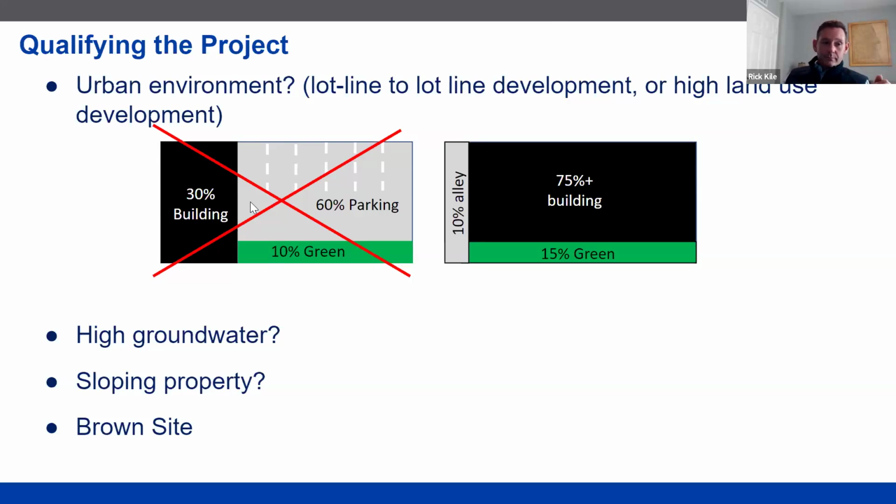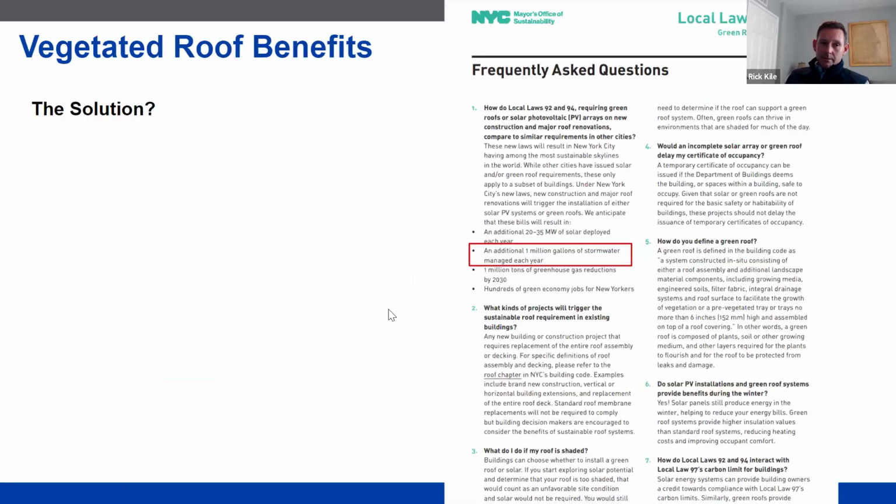per square foot. Is it a sloping property? Usually on sloping properties, only our lowest point can be used for managing the stormwater. So that creates another challenge. Is it a brownfield site? Excavating a brownfield site and having soil remediation can be very costly to a construction project. So if any of these criteria affect your project, perhaps managing it on the rooftop is a possibility. So the solution, is a vegetated roof the solution?